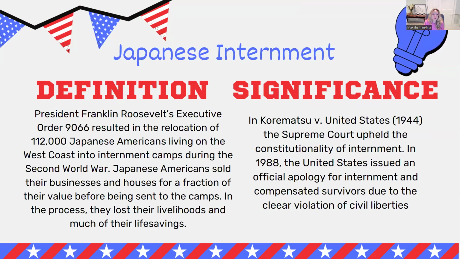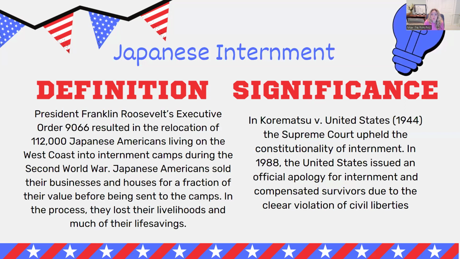Japanese internment. President Franklin Roosevelt, or FDR, passed Executive Order 9066, which resulted in the relocation of over 100,000 Japanese Americans living on the West Coast into internment camps during World War II. Japanese Americans sold their businesses and houses for a fraction of their value before being sent to these camps. So basically, they lost their entire livelihoods and much of their life savings.